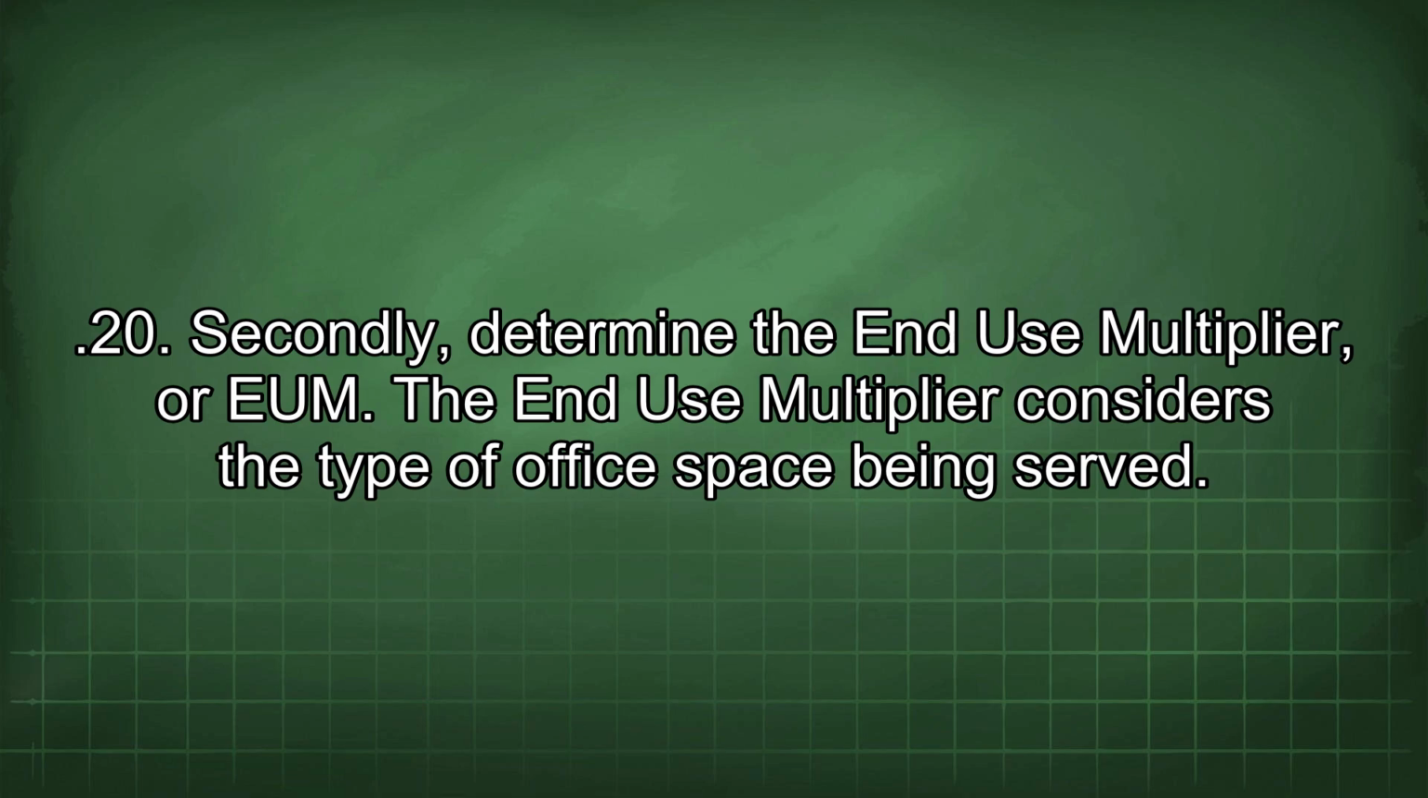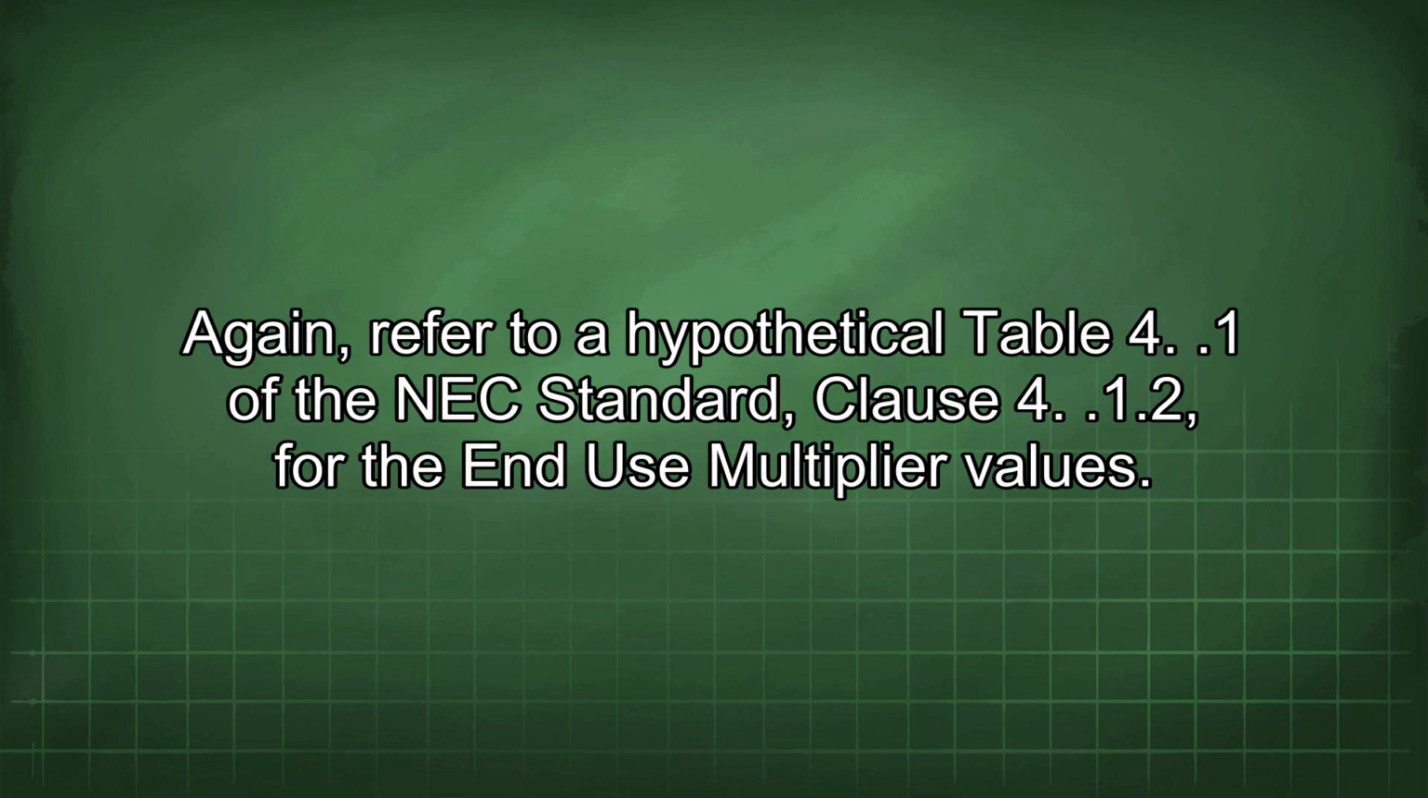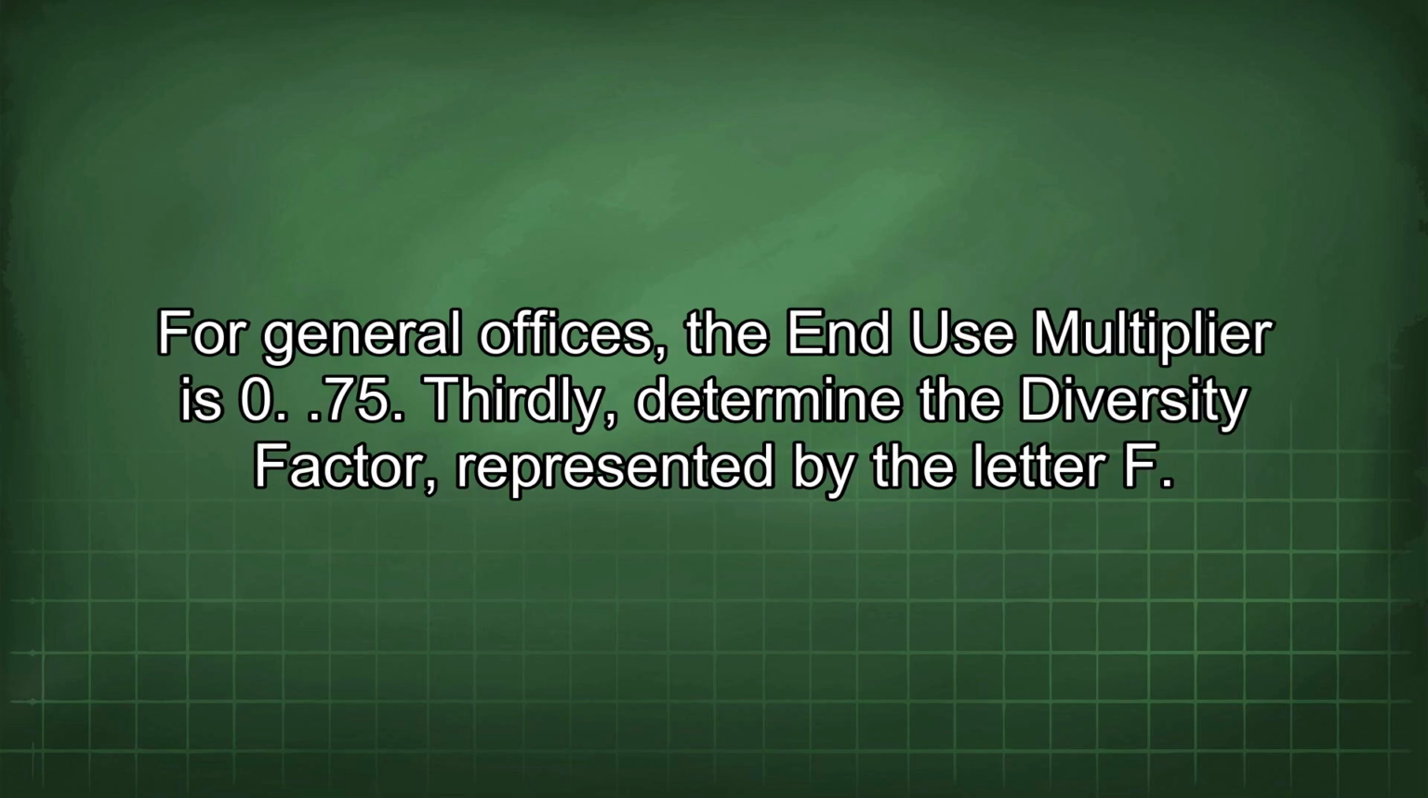Secondly, determine the end-use multiplier, or EM. The end-use multiplier considers the type of office space being served. Again, refer to a hypothetical Table 4.1.2, one of the NEC standards, clause 4.1.2 for the end-use multiplier values. For general offices, the end-use multiplier is 0.75.